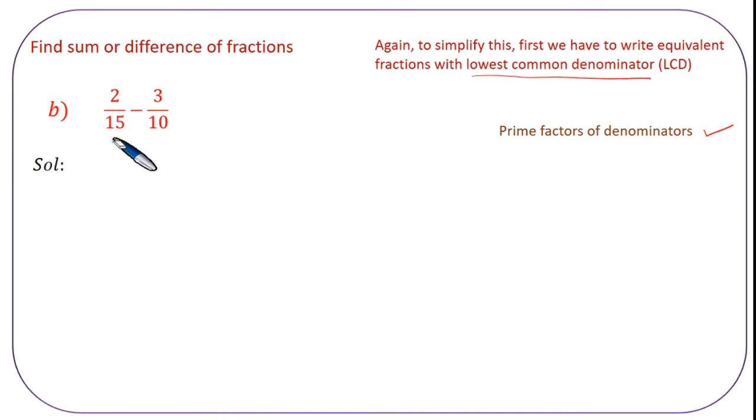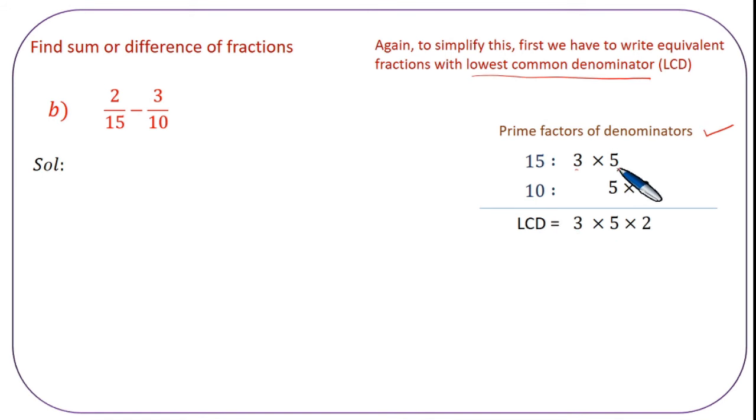So first I will go with 15. The prime factors of 15 are 3 and 5. 3 times 5 is 15. And the prime factors of 10 are 2 and 5. Here the 5 and 5 are the same, so you write it only one time, and you also write the 3 and the 2. So what do I get from here? The LCD of 15 and 10 is 3 times 5 times 2.